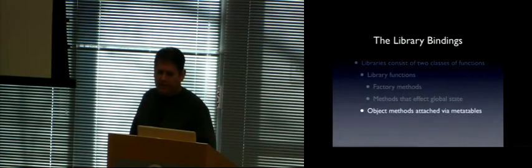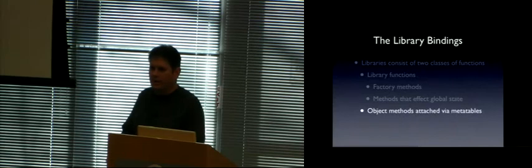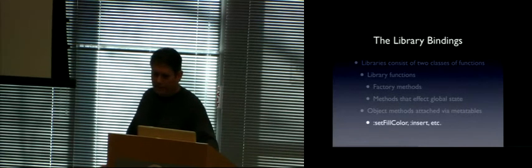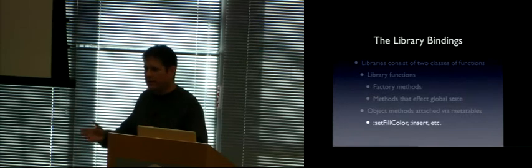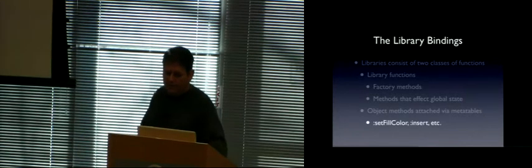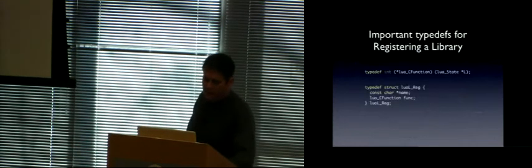And then the other type of functions you have are all the object methods for whatever kind of object you're creating. For instance, if you want to set field color, any object method you would invoke would be defined in these libraries as well.